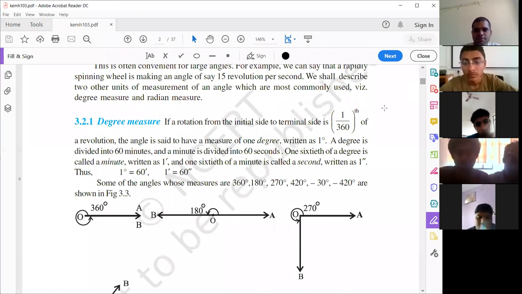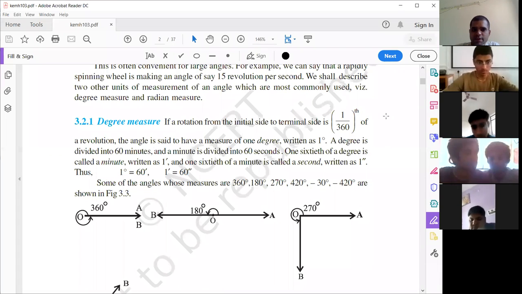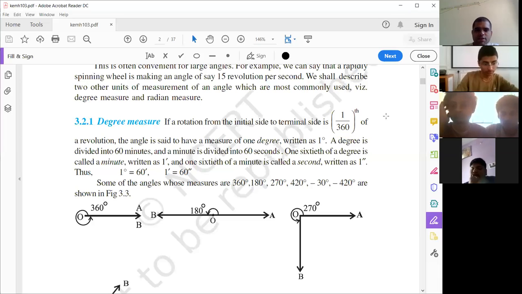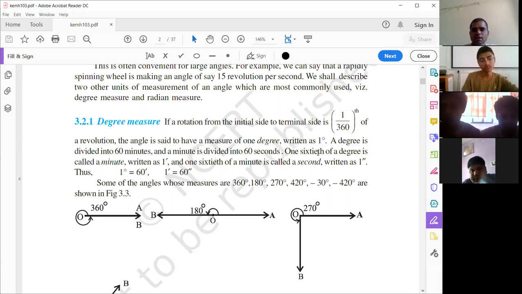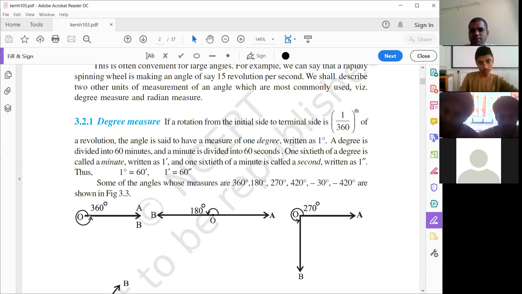Now angle is measured in two units. One unit is called degree, another unit is called radian. Have you studied radian in class 10th or not? No problem. As you already know, if you rotate this line one full rotation, this becomes 360 degree.